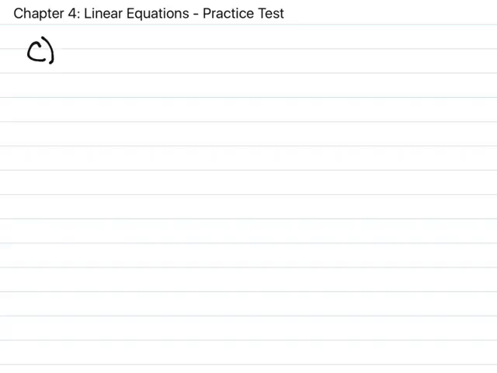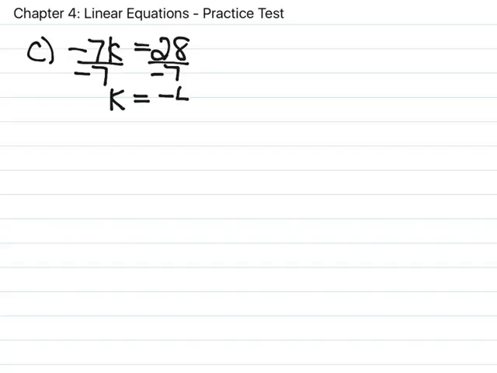1c, you have negative 7k is equal to 28. So you're multiplying k by negative 7, so we have to divide everything by negative 7. Negative 7k divided by negative 7 gives you 1k. And 28 divided by negative 7 will give you negative 4.